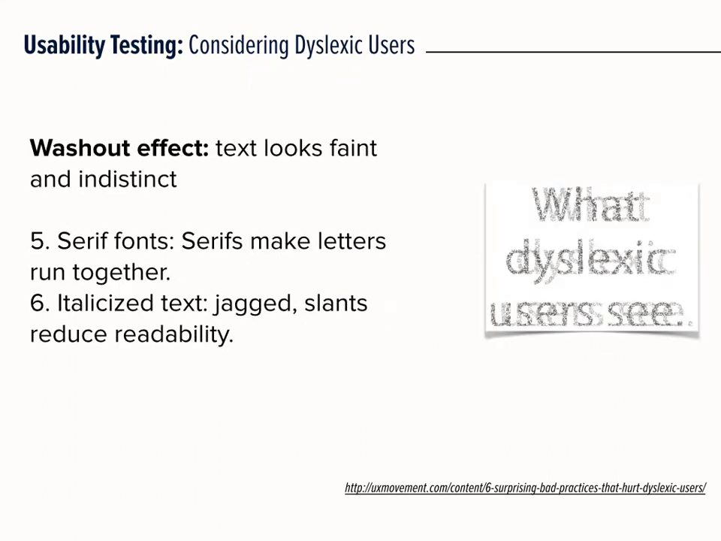Washout effect. When this happens, text looks faint or indistinct. This can make reading slower and cause users to guess a word because it's difficult to see. Try to avoid using serif fonts, since the serifs at the end of the letter can cause words to blur together and make the letters run together. By choosing a sans serif font, dyslexic users are able to see the shapes of letters clearer.